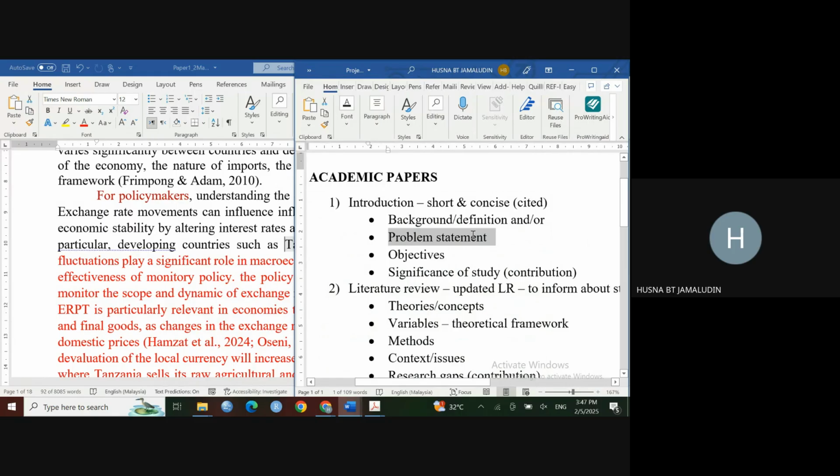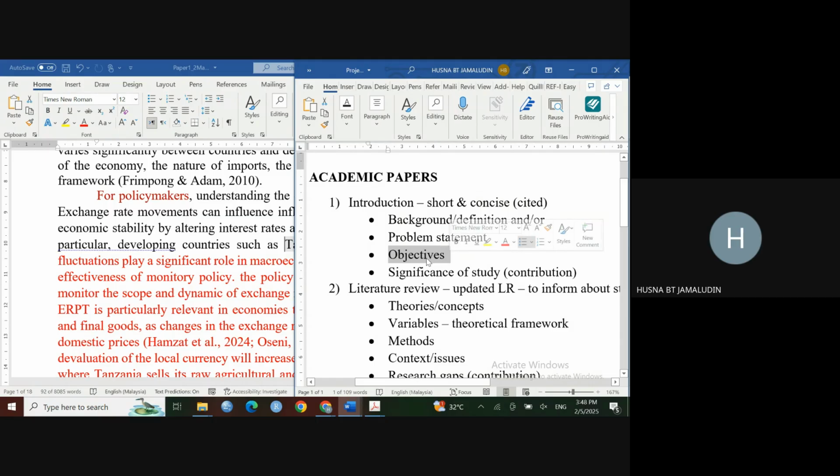So remember in the introduction, the first thing that people will do is look at the problem statement. Where is the problem? Where is the problem? Without the problem, they will just simply reject your paper. Okay, after the problem, what's next? After mentioning the issues, you come up with the objective.